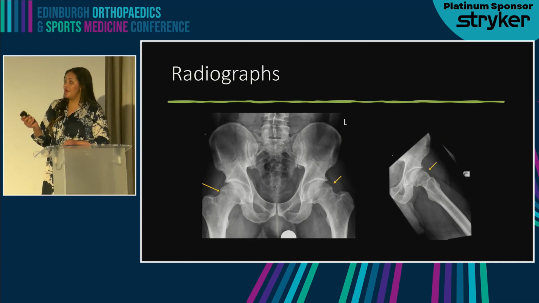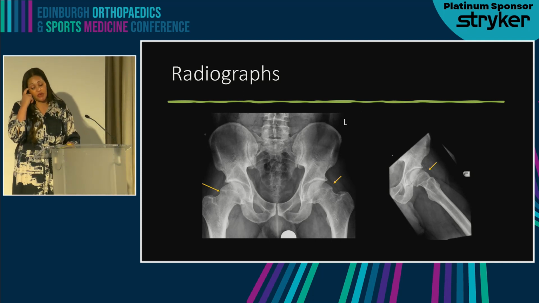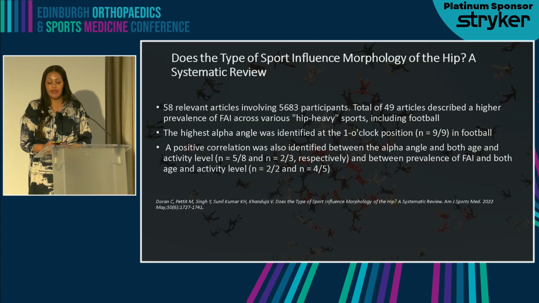This is a very common radiograph that we'll see in a lot of hip-heavy sports, with a CAM morphology, as you can see on both sides, which is a very common finding. I think the majority of hips that I report in athletes, depending on their sport, will have a CAM and a labral tear. So it's also important to have a clinical context when you're reporting it.